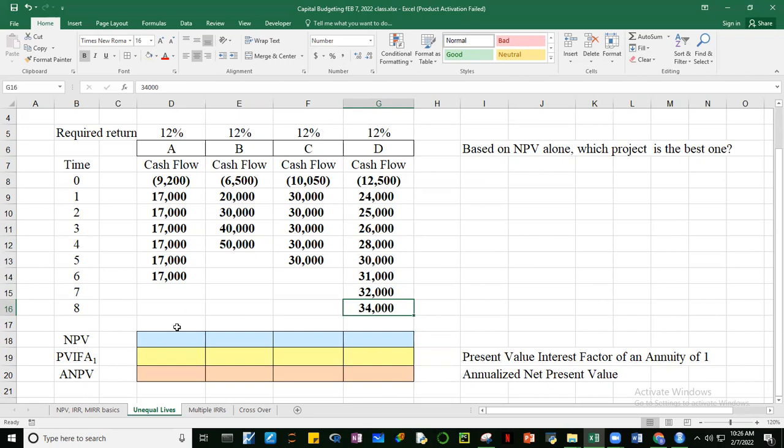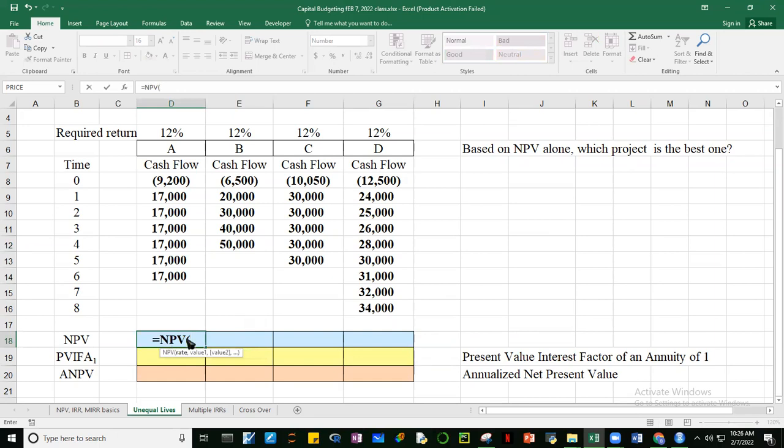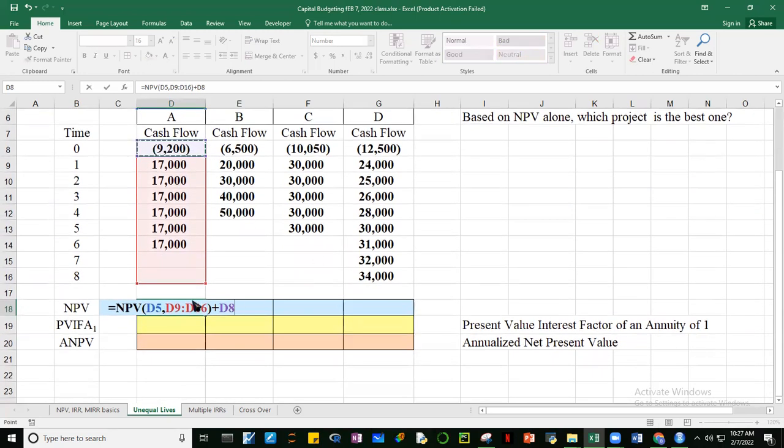Okay, so let's first compute for the net present value. NPV, okay. Ang rate natin, 12%. No? So we didn't need to fix this kasi meron naman 12% sa lahat. Comma. Remember our values, guys. Dapat magsisimula sa year 1, no? And hinilay ko lang lahat para makopy natin to the right. And then we have to add the initial investment. Okay, so that's how we get the net present value, di ba?